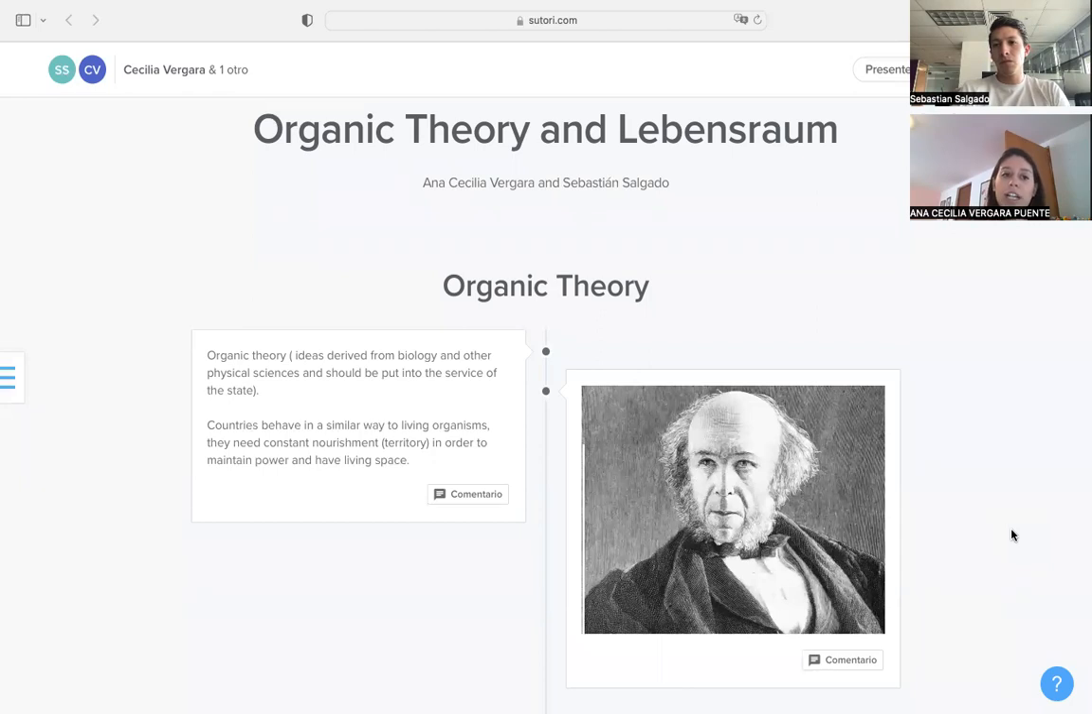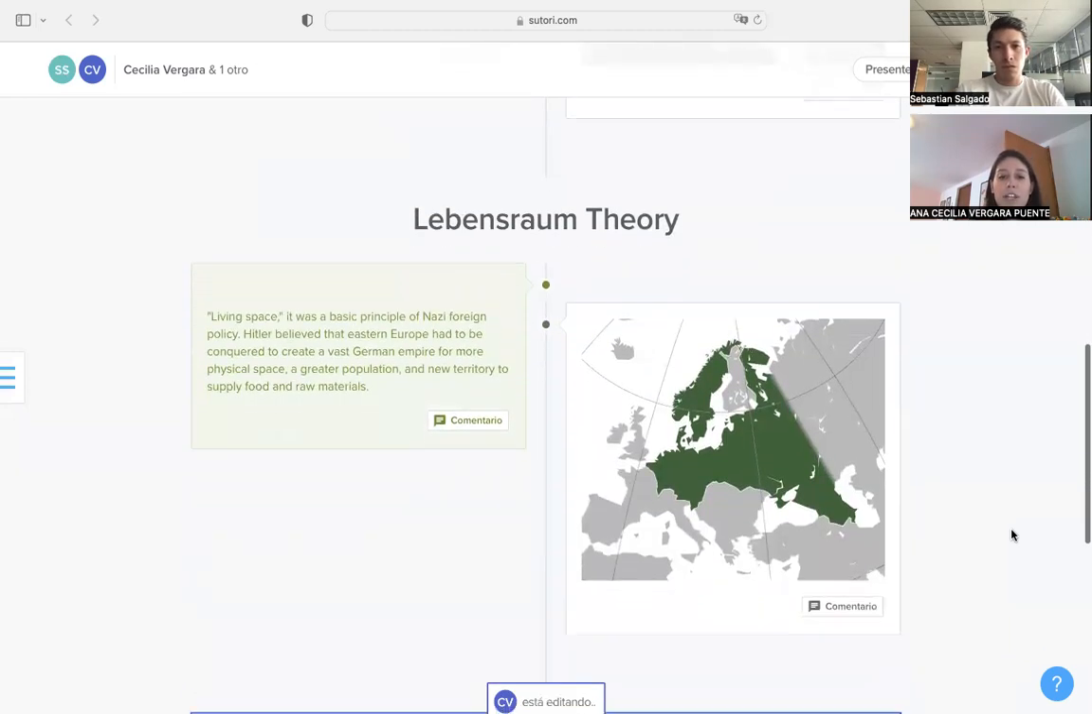And the organic theory also mentions the manifest destiny. Basically, the manifest destiny is that countries have the divine right to invade other countries. Countries have the natural inclination to expand and dominate other countries. And now Sebastian is going to explain the Lebensraum theory.